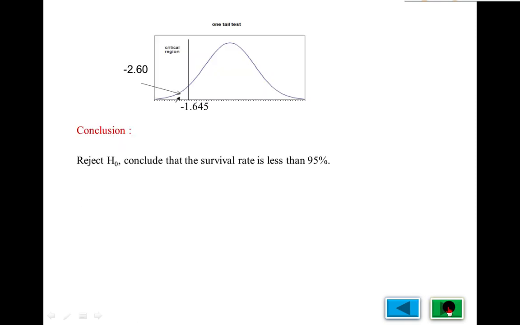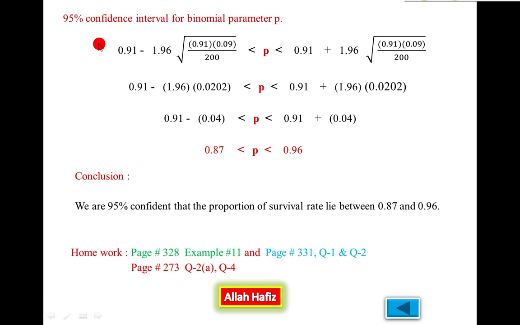Okay. Now we will construct the confidence interval for the same question. The 95% confidence interval for the binomial parameter P. Substitute the value P cap 0.91, and this is the table value, 1.96, times the square root of P naught Q naught upon 200. Apply the formula of the confidence interval and then simplify this term. We will obtain this value, multiply by this 0.04, subtract it from 0.91 to get 0.87, same as on the right hand side, add it to get 0.96.